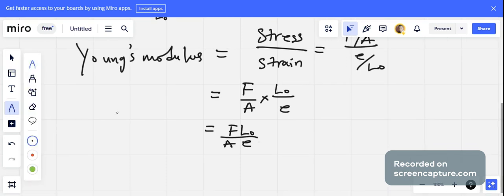And what's the unit for Young's modulus? Of course, you see force here, we have Newton over area, that's Newton per meter squared, and we have a length in meter over another length in meter. So meter will cancel meter. So the unit of Young's modulus will be Newton per meter squared. So the unit of Young's modulus is still the unit of stress or pressure. Are we there?